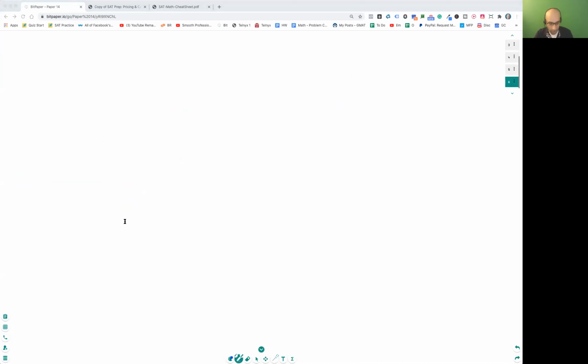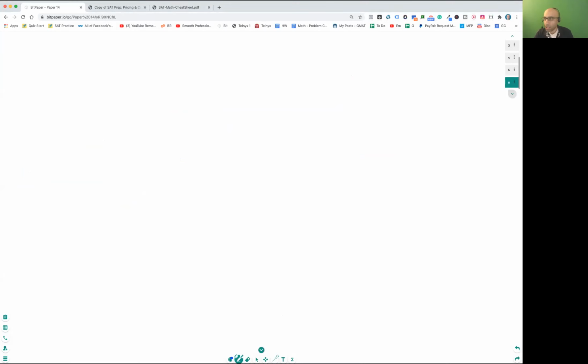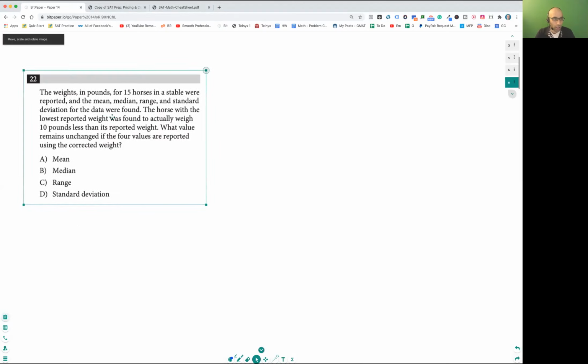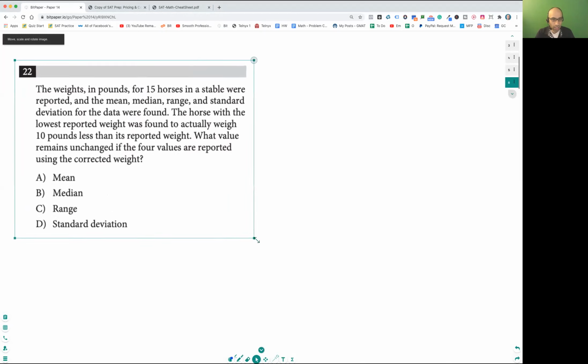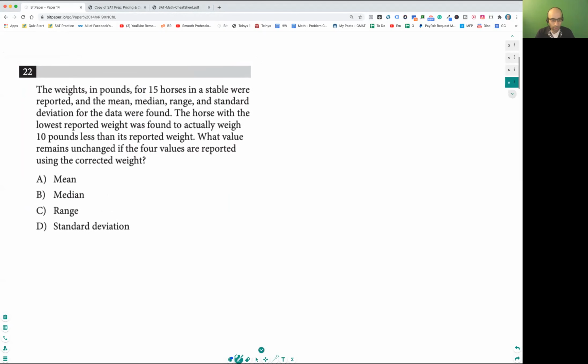Now, let's look at this problem. This problem is, again, super easy if you worked on the practice drills that I've given you for data. Remember, they ask you these problems where stuff is changing. They give you data and the stuff is changing, and they ask you which of these statistical measures is most affected.